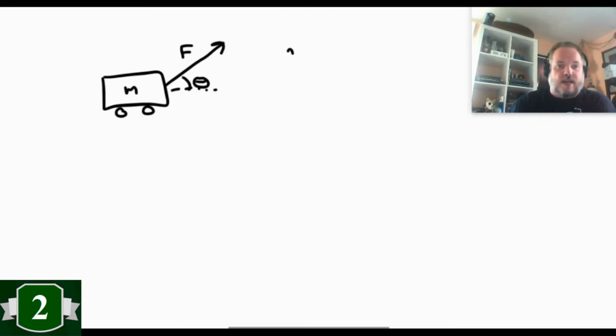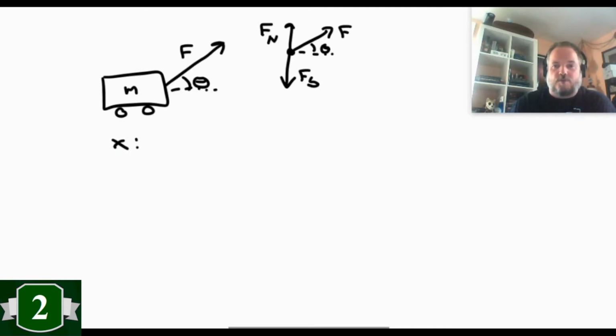The free body diagram is force at an angle, gravity straight down, and normal force straight up. Let's do the x direction first, and then I have a comment about the y direction. In the x direction, what forces are pulling at least partially to the right? The force, the x component of the force. That's it. Nothing is pulling to the left.